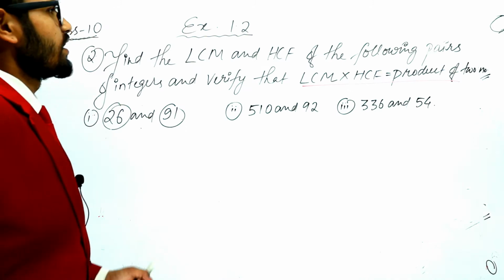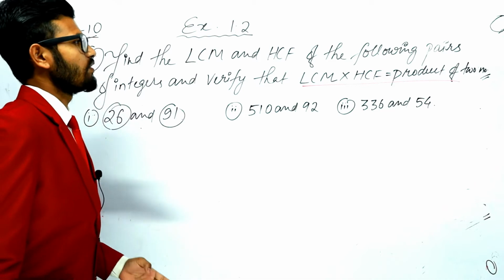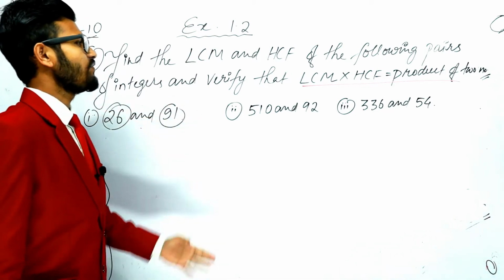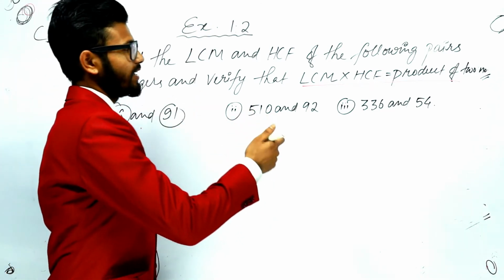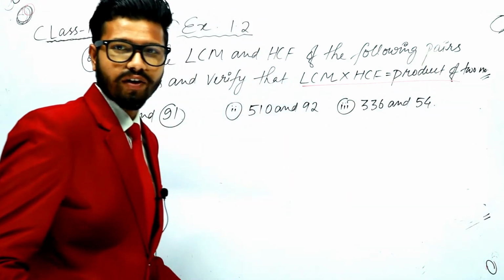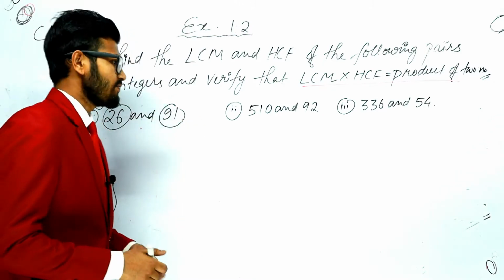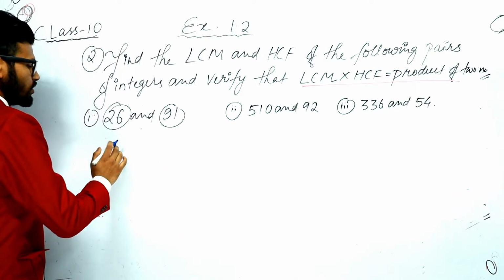So here is the next question of Exercise 1.2. Find the LCM and HCF of the following pairs of integers and verify that LCM into HCF is equal to the product of the two numbers. We have to verify this after finding the LCM and HCF. So let us go on with the first question, 26.